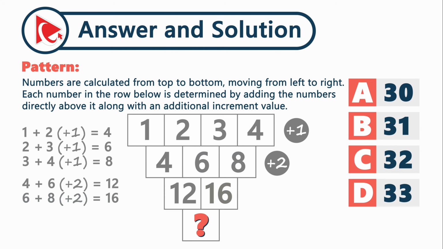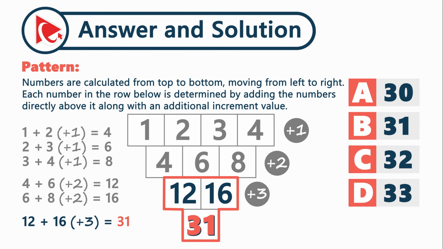And you know what time it is. It's the magic time to calculate the missing number. 12 plus 16 plus 3, which is the new increment, equals 31. So the correct answer here is choice B, 31.